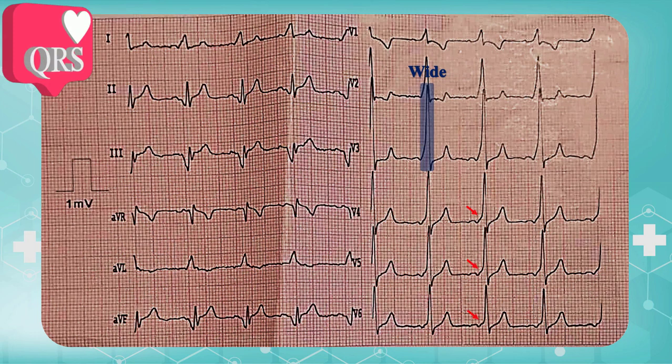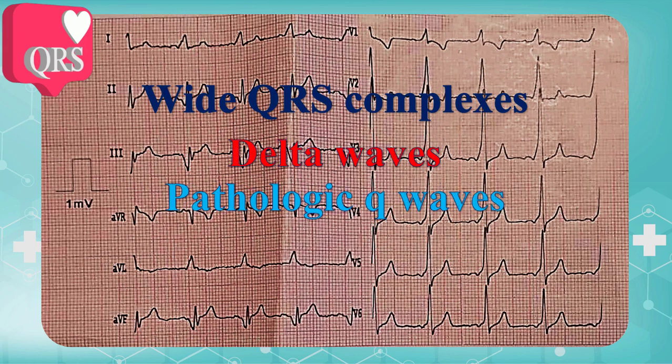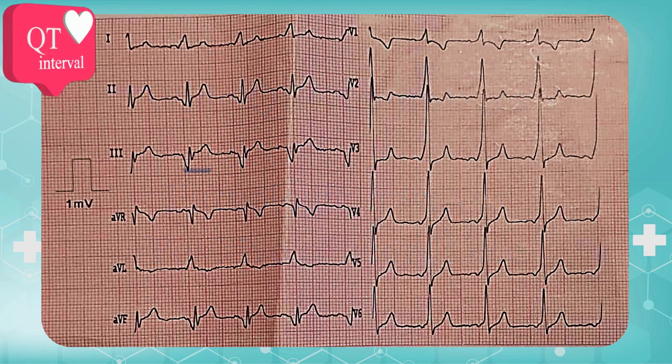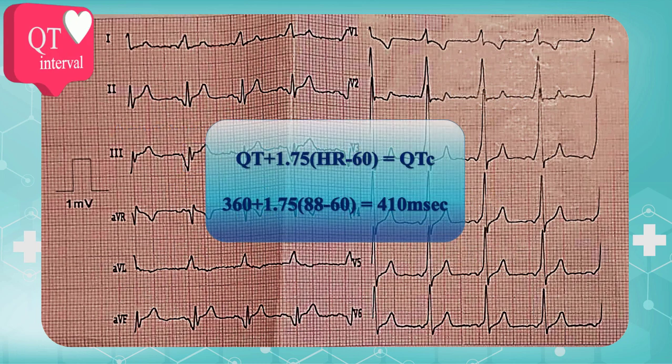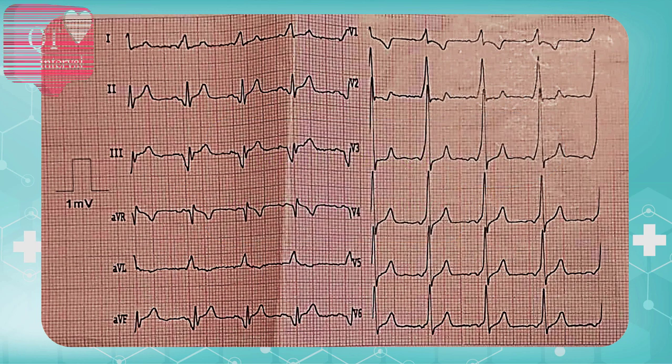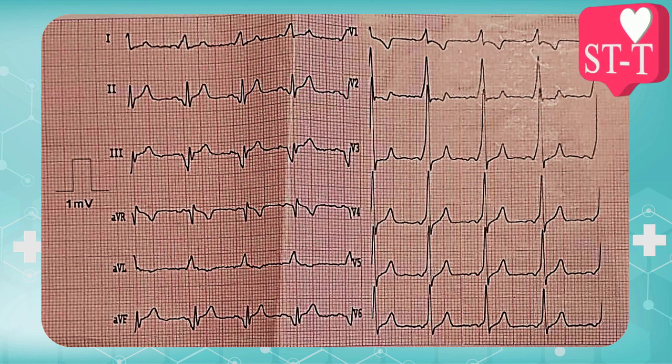There is prominent slurring of the upstroke of QRS complexes that favors delta wave. Other QRS abnormalities are pathologic Q waves in inferior leads and positive concordance in precordial leads. In summary, wide complexes, delta wave, pathologic Q wave and positive concordance are abnormal changes of QRS complexes. The QT interval is about 9 small boxes, so according to the Hodges formula, corrected QT interval or QTc is nearly 410 milliseconds. The ninth step in EKG interpretation is examining ST-T wave changes.